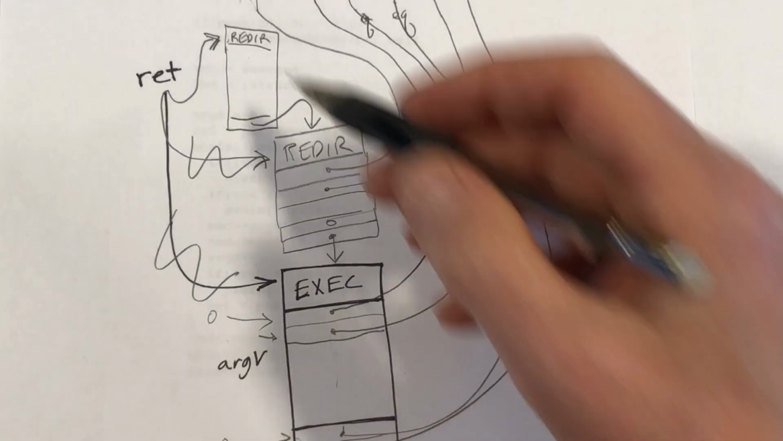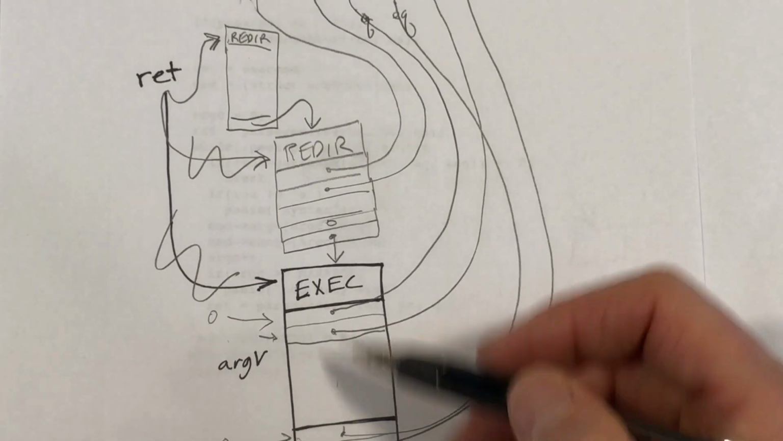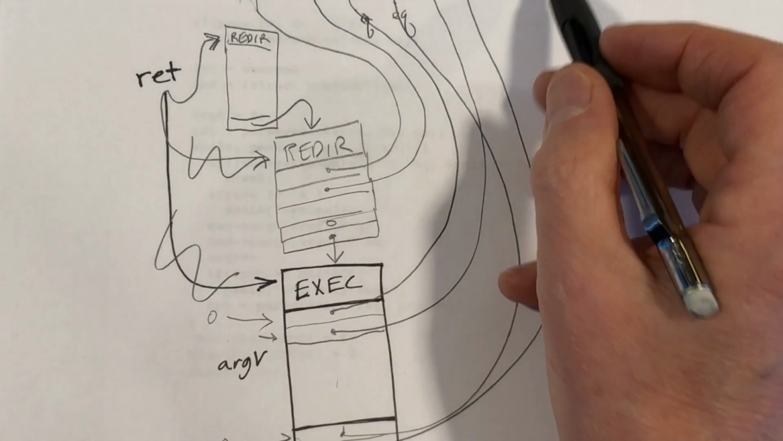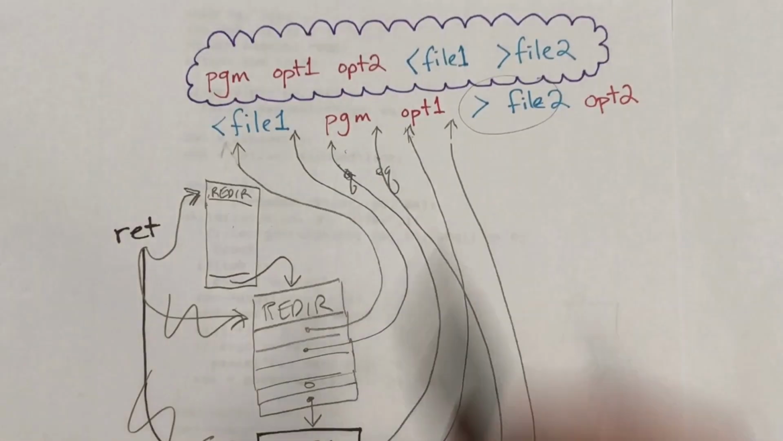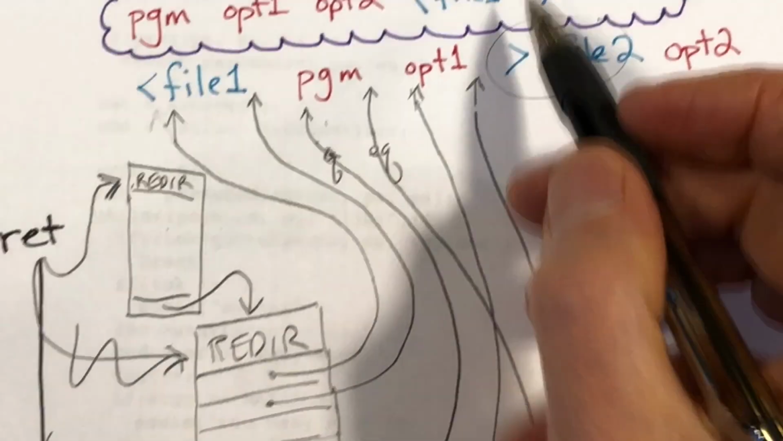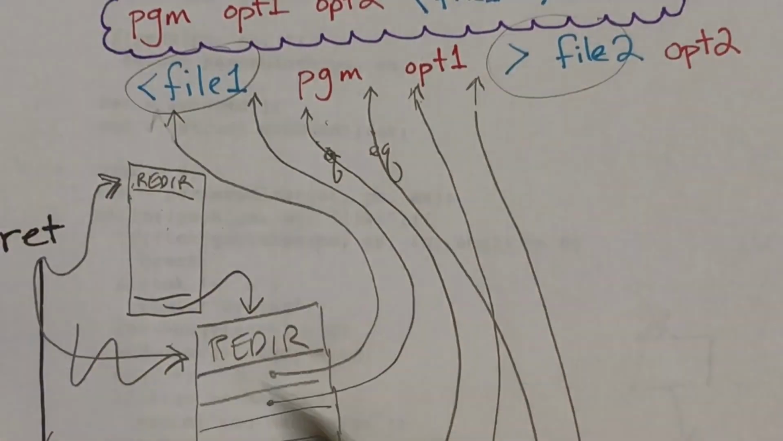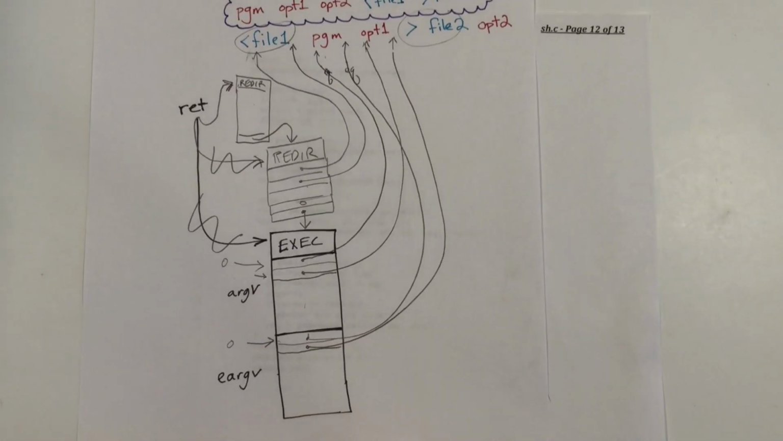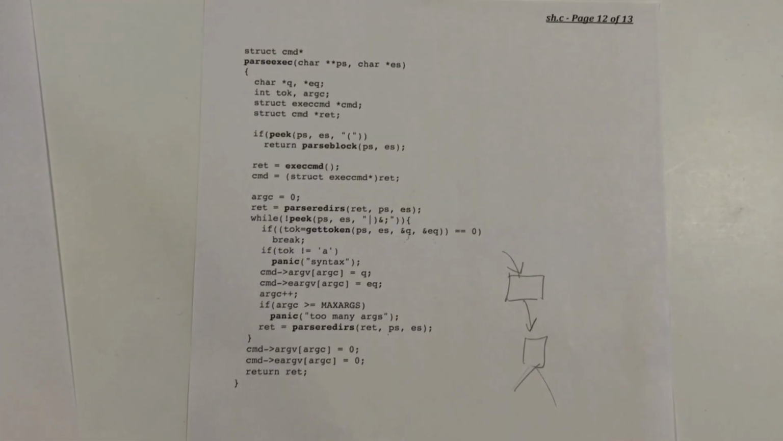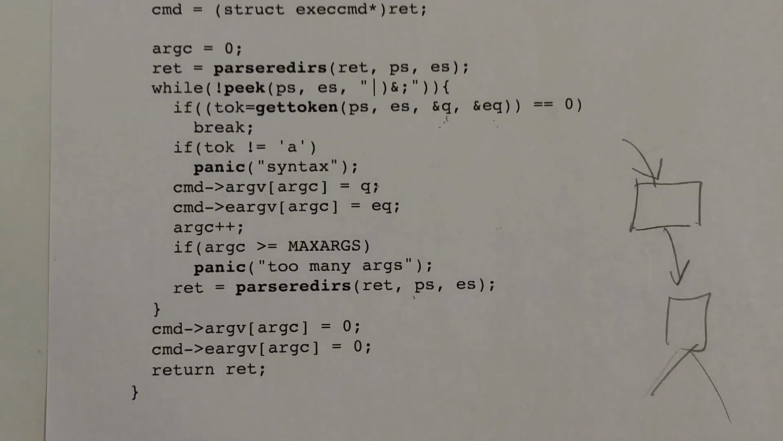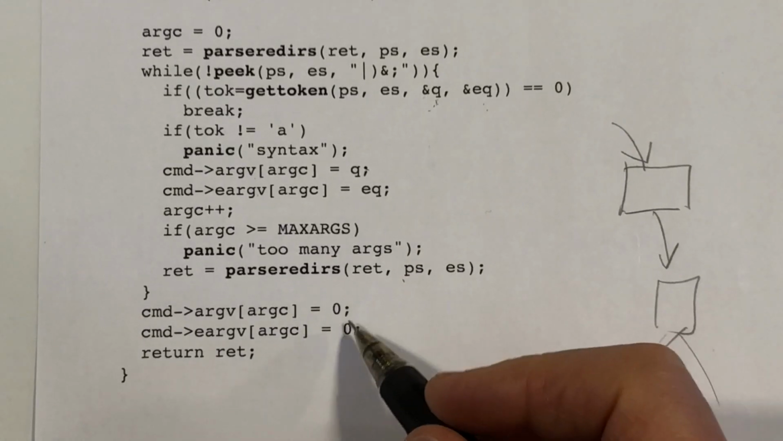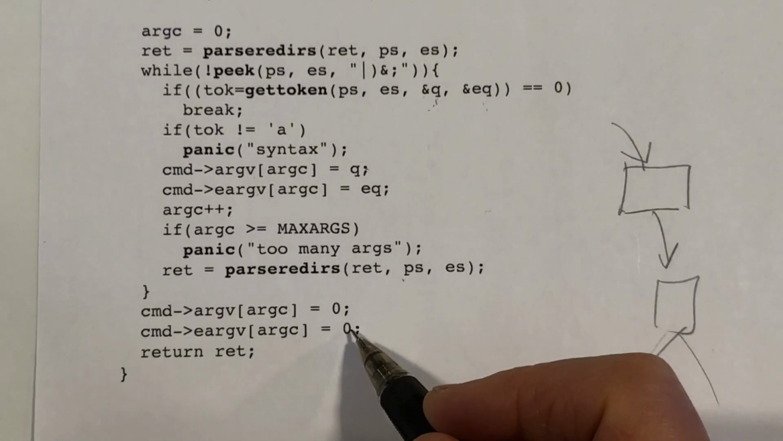Later, when it comes time to execute this tree, we'll do the second redirection first, and then we'll do the first redirection down here, and then we will execute the program. Just to finish up here, after we exit this loop, we plug in the null values, and then we return that tree.